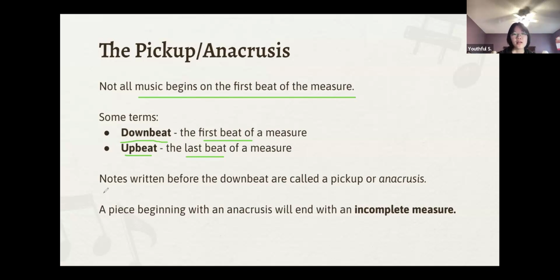A pickup is when you have notes written before the downbeat, before the first beat of a song. That is called a pickup. Another fancy term for this is anacrusis. I don't know how it's pronounced. If you have a song that begins with a pickup, it will also end with an incomplete measure. I think we'll see that in the example on the next slide.